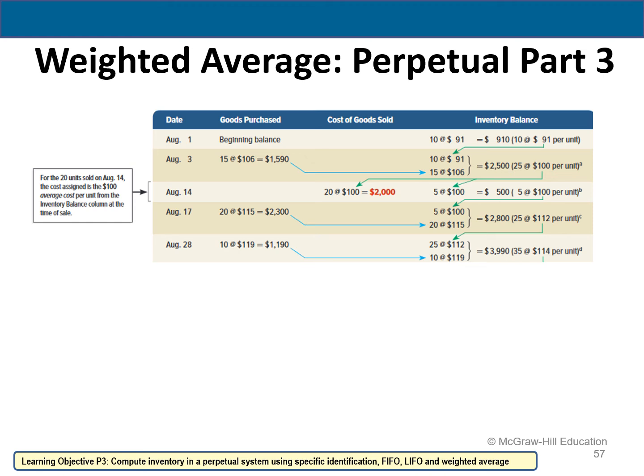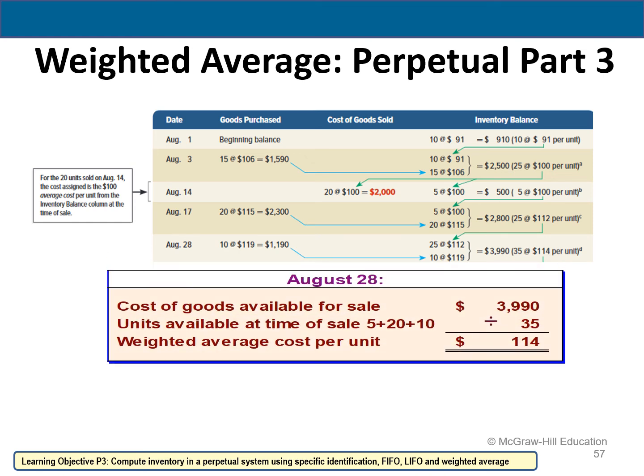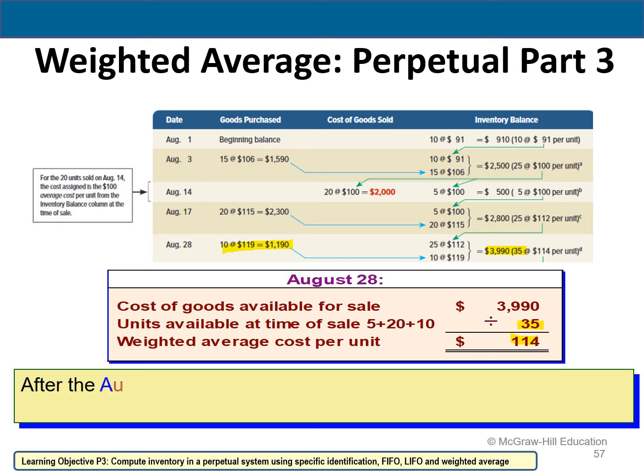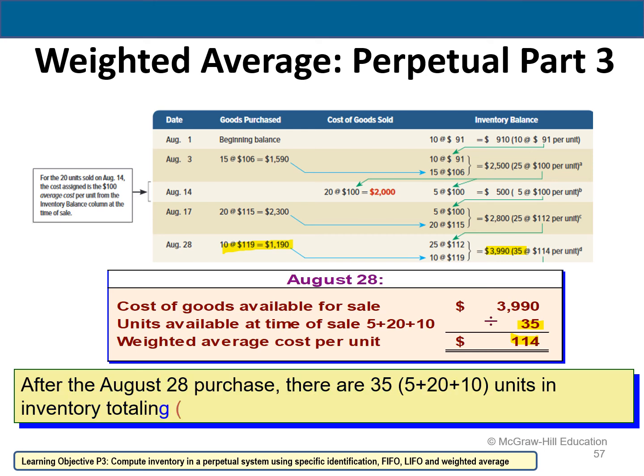All right, so the weighted average perpetual part 3. So on August 28th, I've purchased another 10 units. So now I've got 35 units at a cost of $3,990. So my average cost is now up to $114 per unit. So after our August 28th purchase, there's 35 units, totaling $3,990, or $114 per unit.